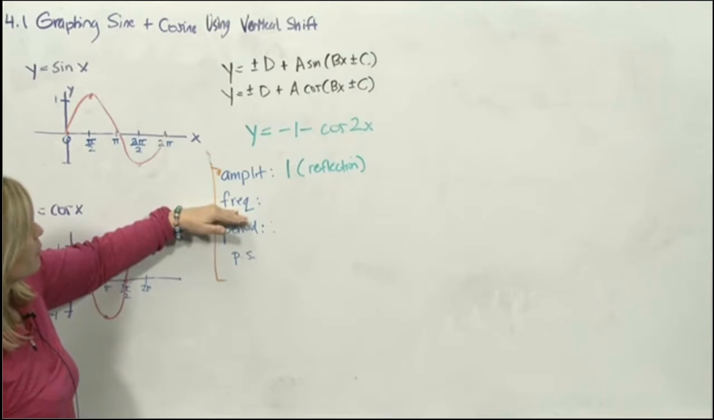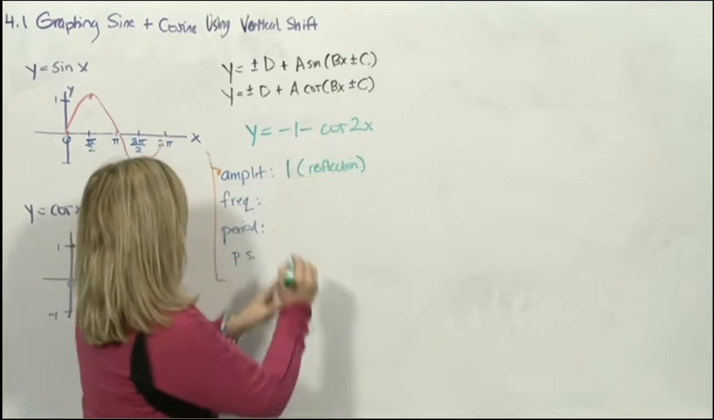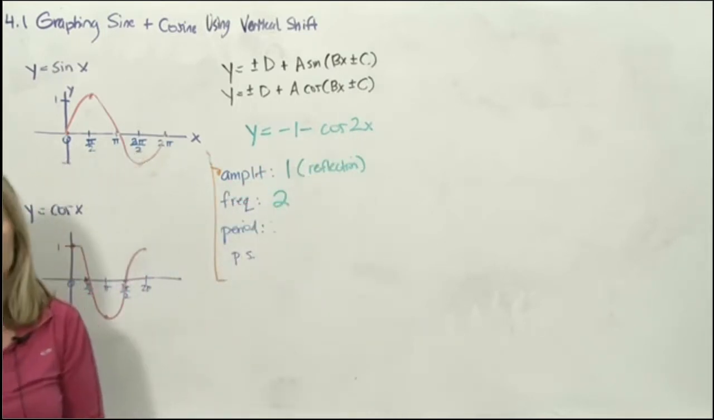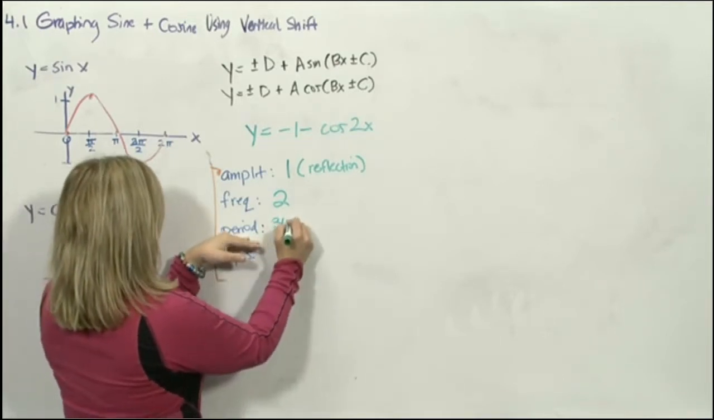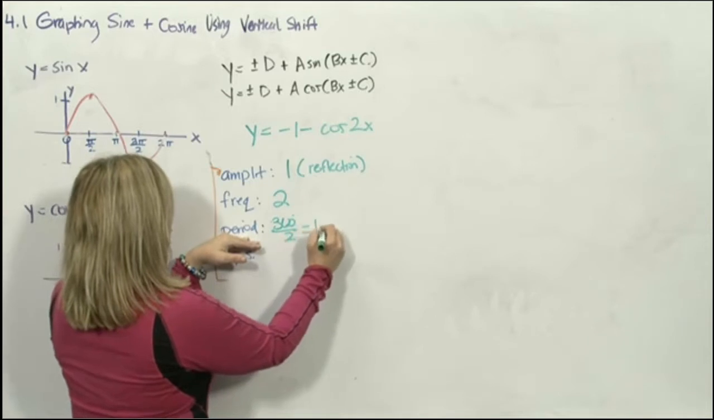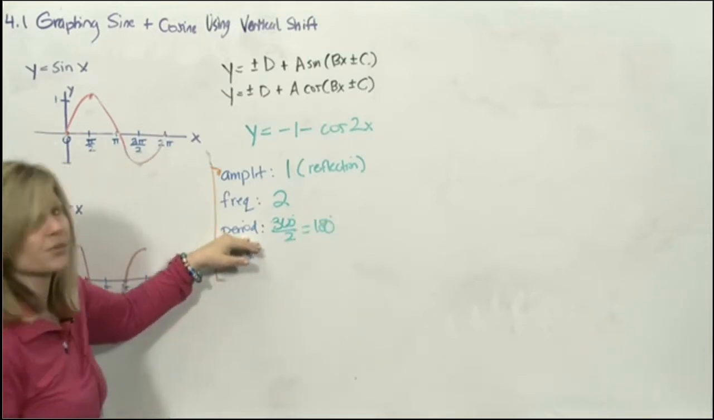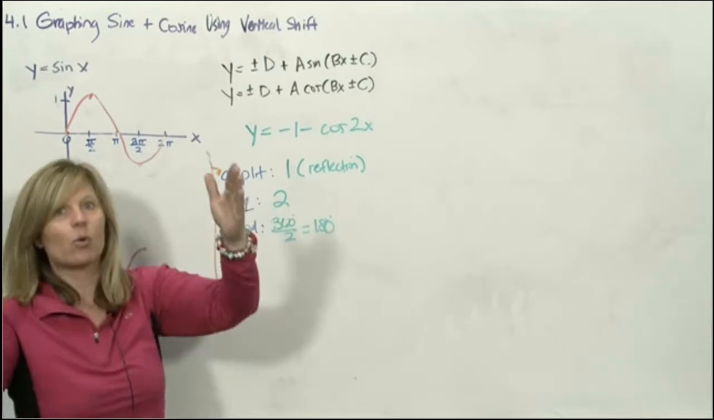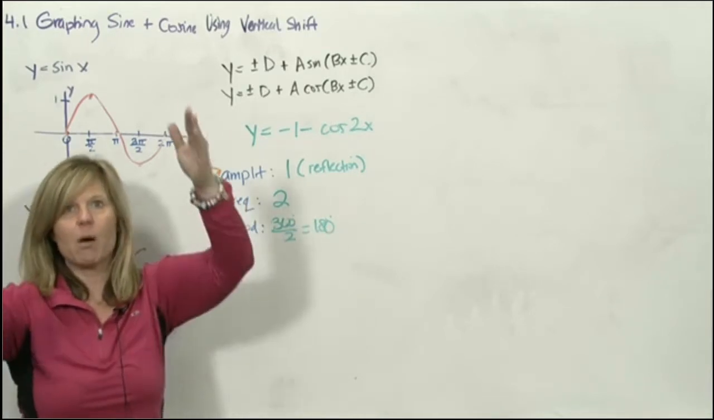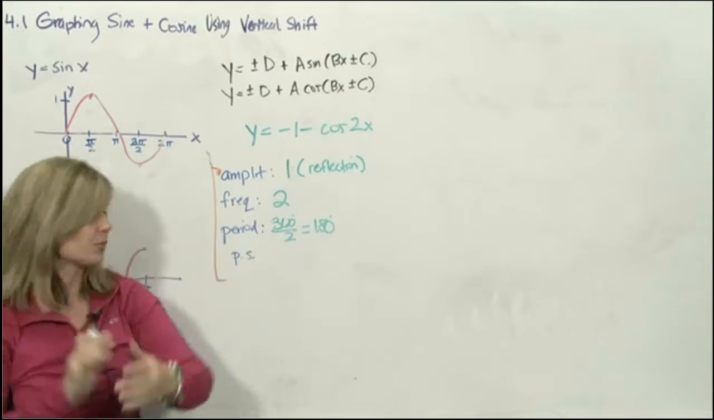Frequency is the number in front of the angle. That's our 2. Uh-oh, we got to draw 2 curves. That's going to affect our period. Our period is going to be 360 divided by 2, which is 180 degrees. That's going to tell us I need 180 degrees to make one curve. So between 0 and 180, there's going to be 5 points.